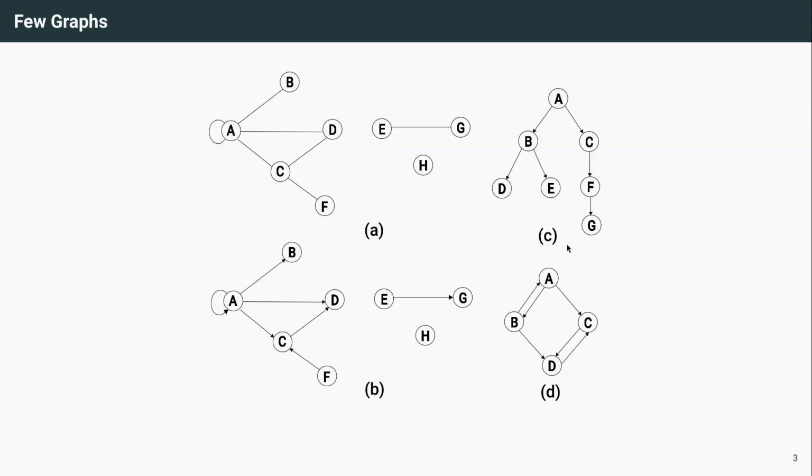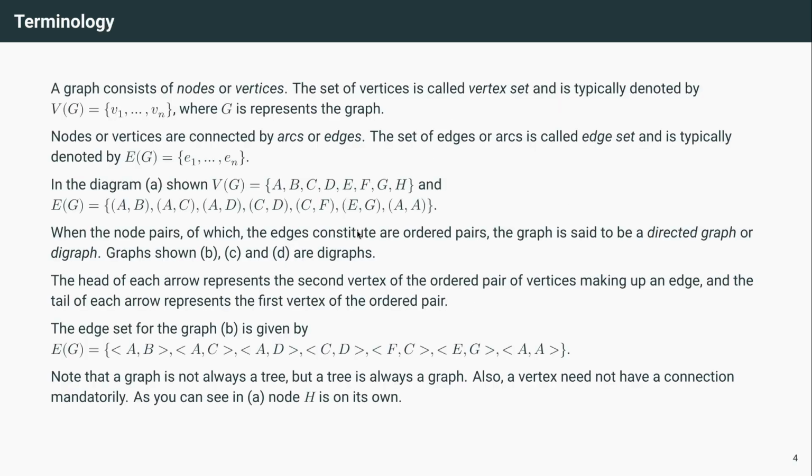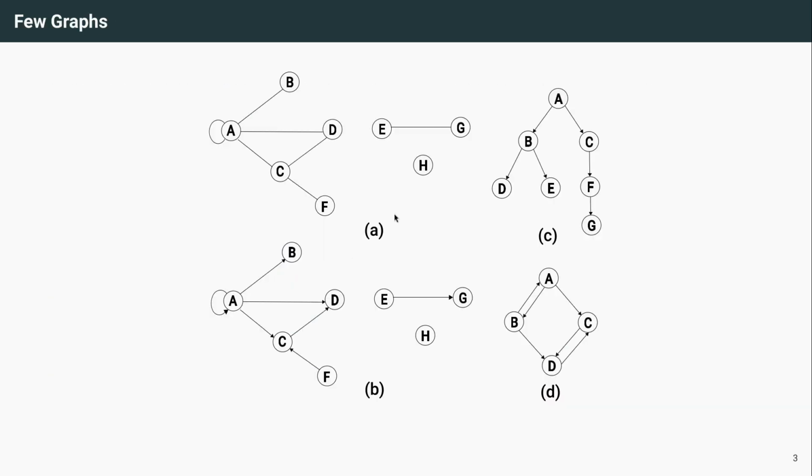If you look at diagram C, then you observe that when you try to draw a tree, for example, a binary search tree, then it will always be a graph. But the reverse is not true. The graph is not always a tree. For example, you can look at A, B, and D. These are not trees. But a tree, for example, in C, is always a graph. And also, it is not necessary for a node to be connected to the graph. For example, if you look at H, it is on its own. It is not connected to any other vertex.